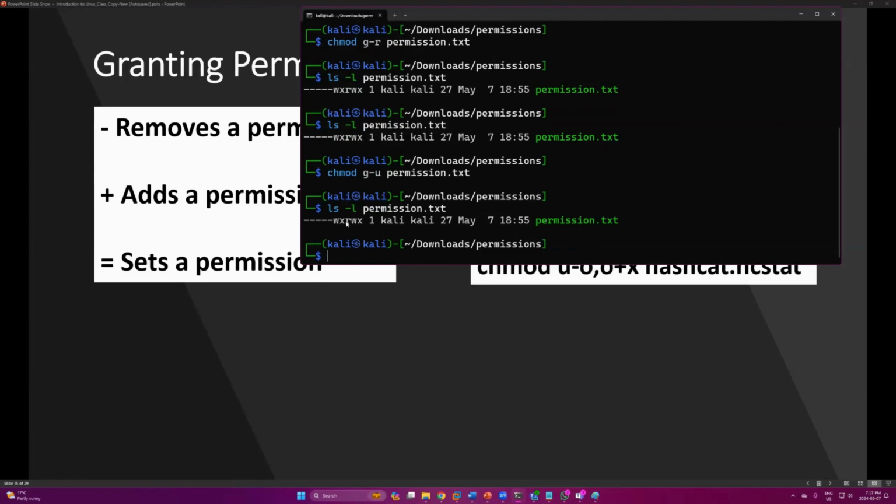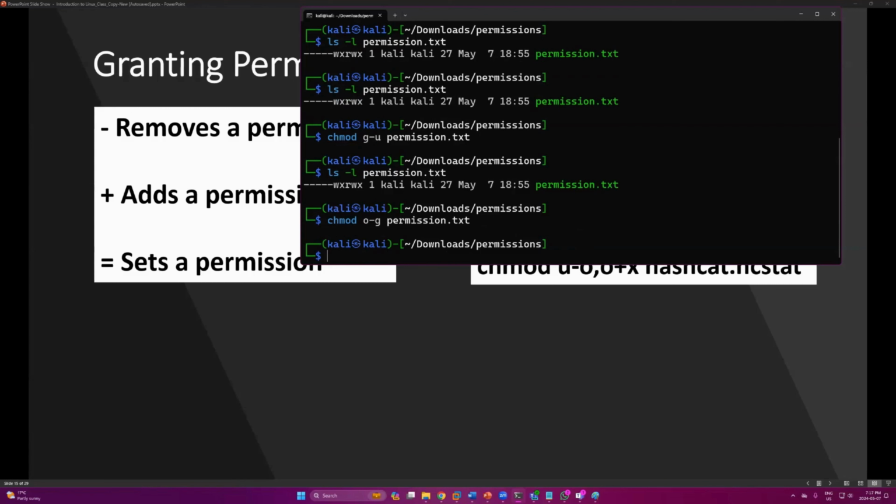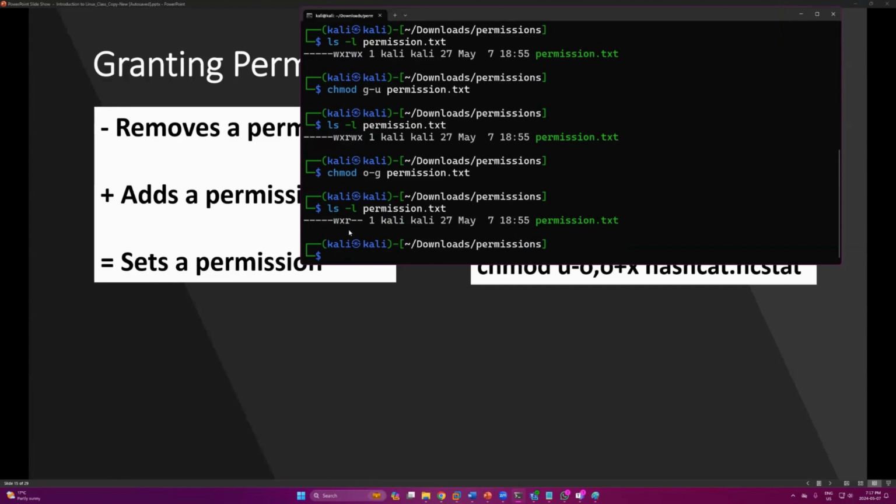Exactly. So, however, if I do this one, O minus G, what do you think is gonna happen? So if we do O minus G, are we then gonna move the... it'll be hash hash hash dash dash dash dash dash dash RWX? Yeah, probably. So if I do that, it's gonna be RW.